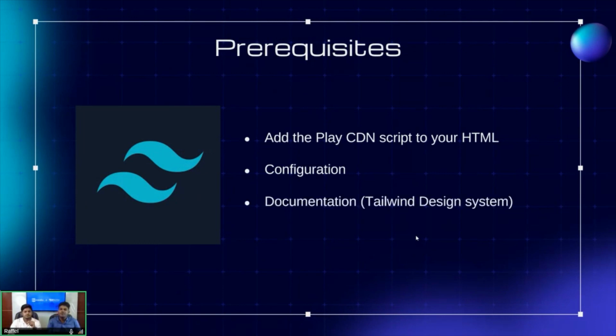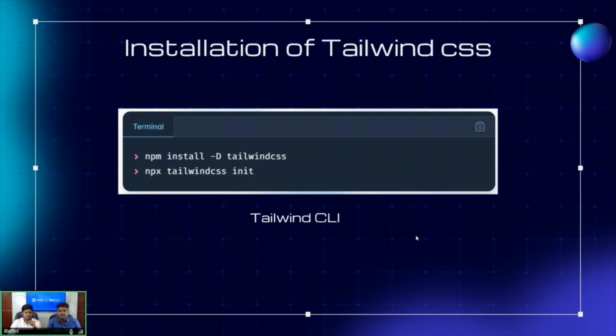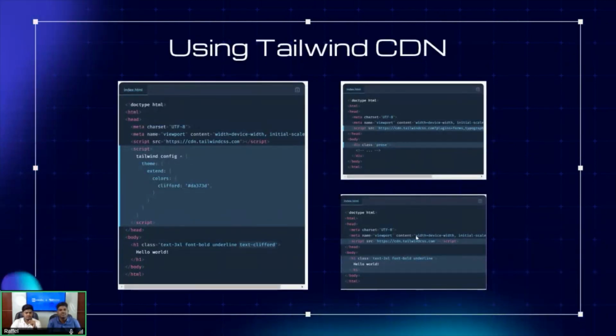There are different ways to configure Tailwind in our application. The first one is Tailwind CLI, a command line interface. The next option is Tailwind CDN, a content delivery network. For demo purposes, we are using the Tailwind CDN. As you can see here, this is the script tag that we have to add to our Mendix index.html file. Let's see how to configure it in our application.